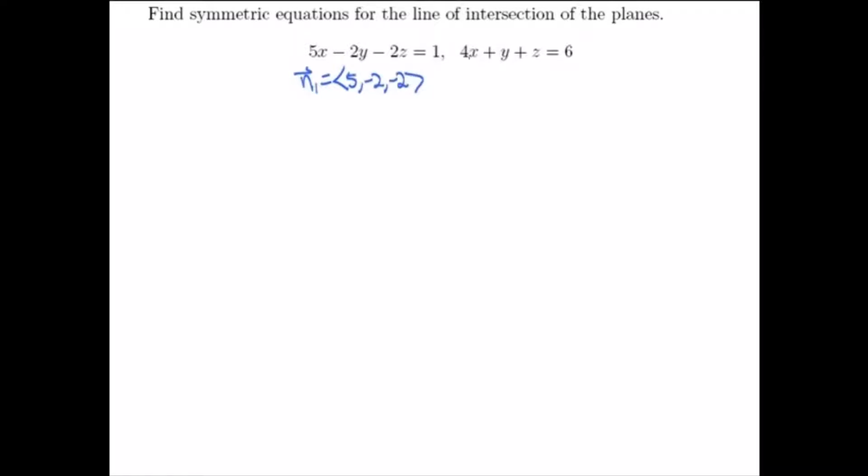Our second plane is given by the linear equation 4x plus y plus z is equal to 6. And so a normal vector to that plane, which I'll call n2, is 4, 1, 1. Again, the coefficients of x, y, and z.